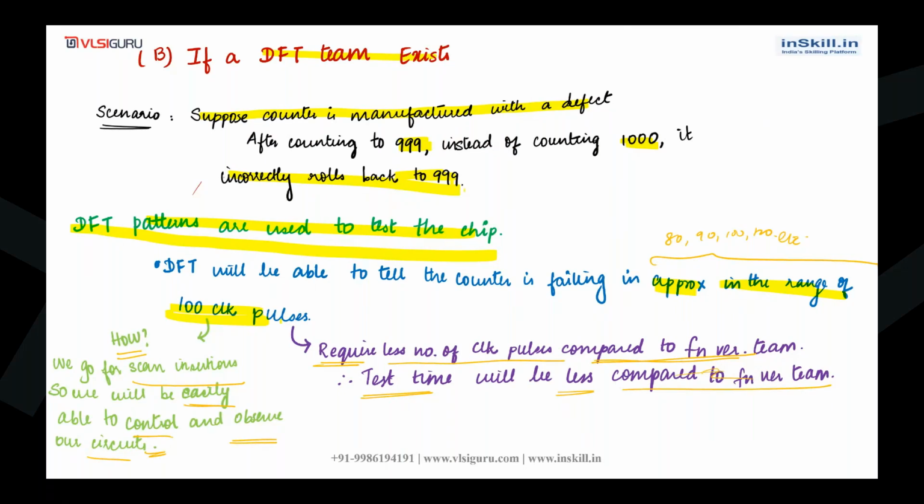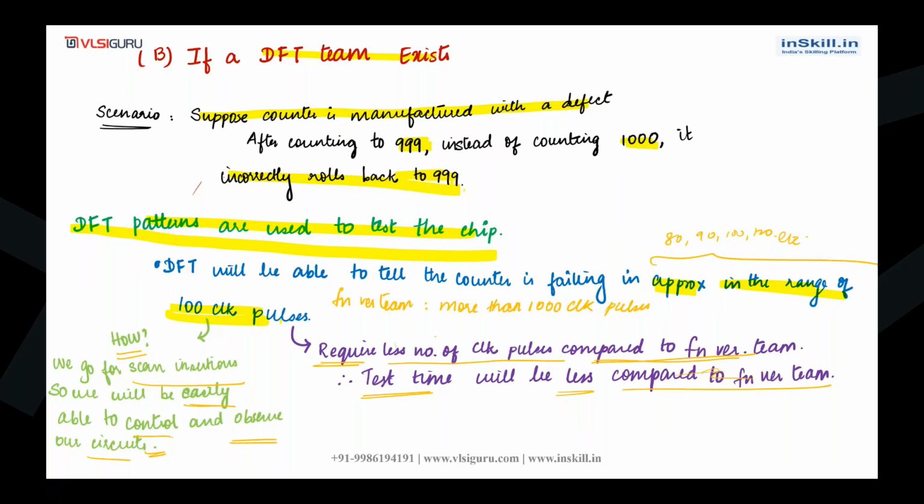Which means the functional verification team, for the same counter example, had required more number of clock pulses. They had required more than 1,000 clock pulses.